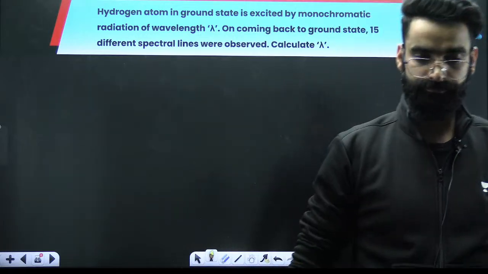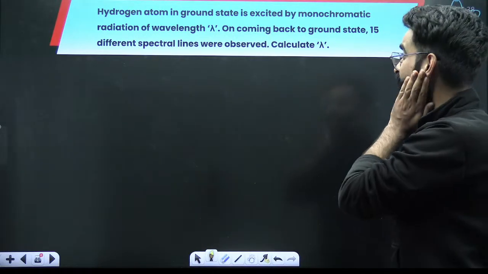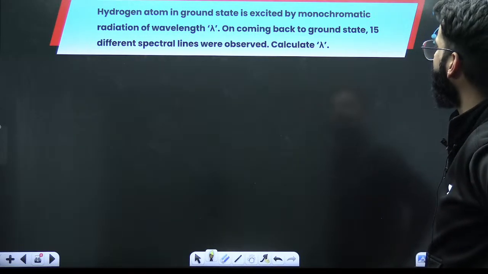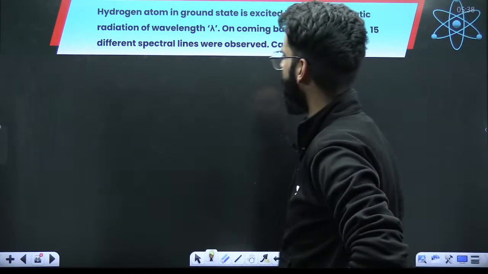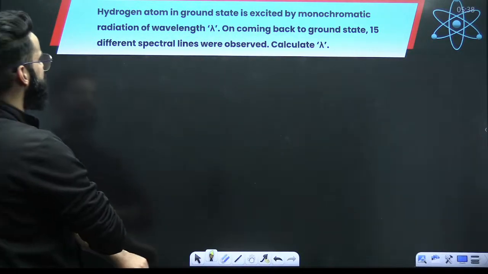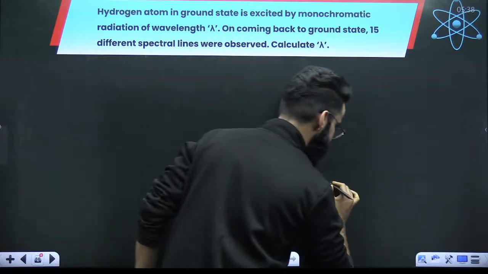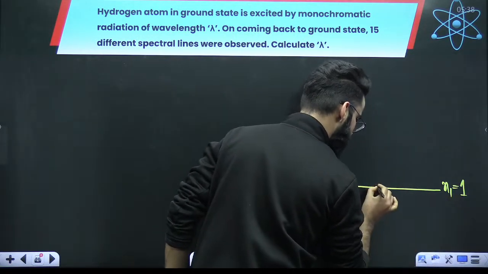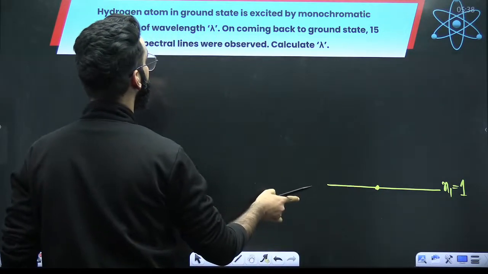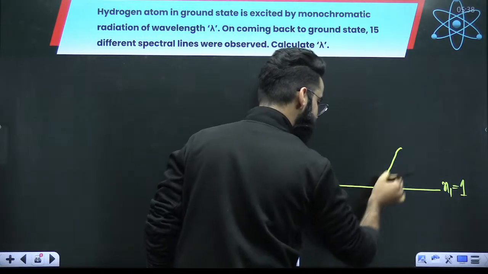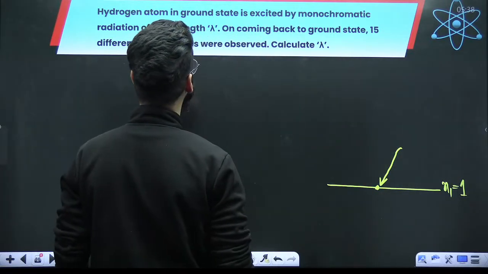Try to solve this. A hydrogen atom in ground state is excited by monochromatic radiation of wavelength lambda. Right? Hydrogen atom in ground state. See, this is the ground state of hydrogen. Hydrogen is present in the ground state. It is excited by a monochromatic light falling on this electron, right?